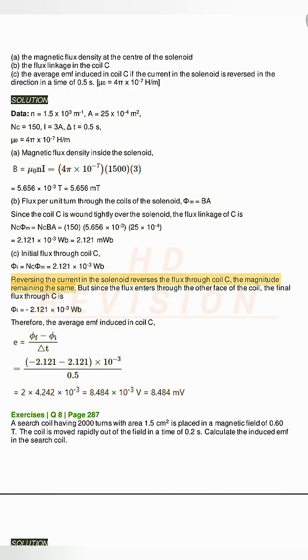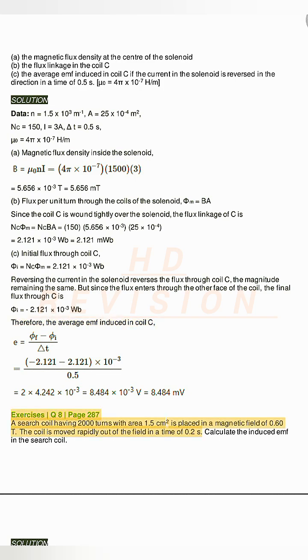Reversing the current in the solenoid reverses the flux through coil C, the magnitude remaining the same. But since the flux enters through the other face of the coil, the final flux through C is phi A equals 2.121 times 10 to the minus 3 webers. Therefore, the average EMF induced in coil C.